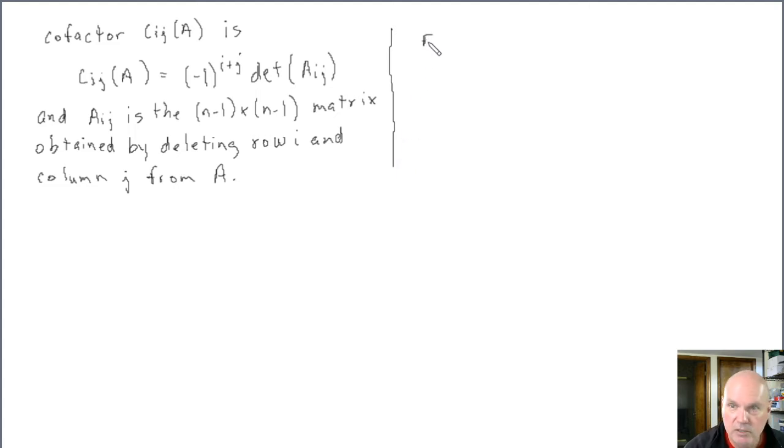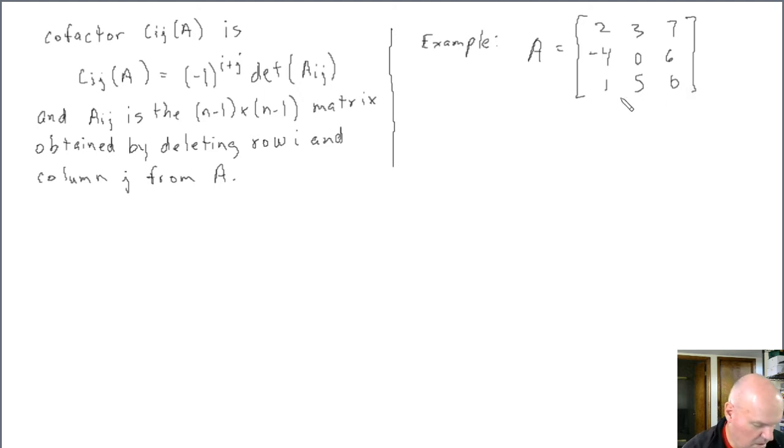Let's take the case where A is equal to the matrix with rows 2, -4, 1; 3, 0, 5; 7, 6, 0. Okay, and then the corresponding determinant of A, using the definition of the cofactor and using the elements in the first row, it's going to be plus 2 times the corresponding cofactor.